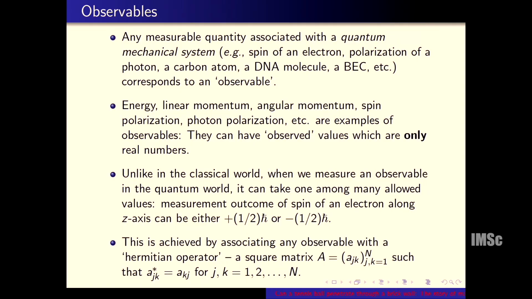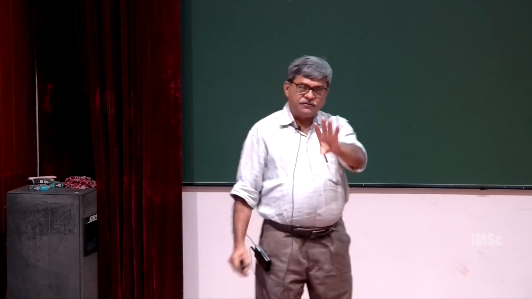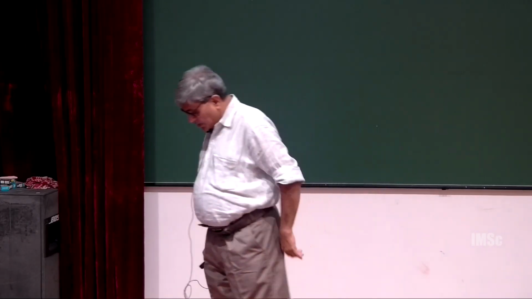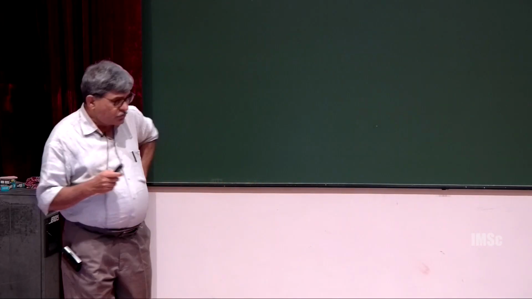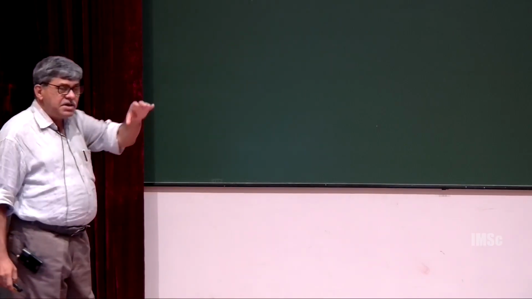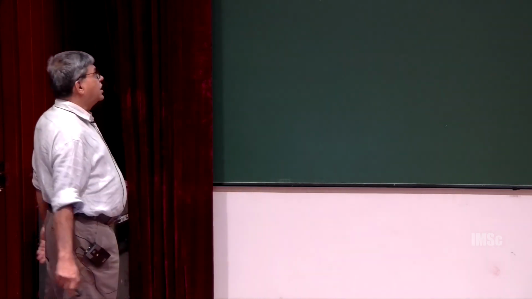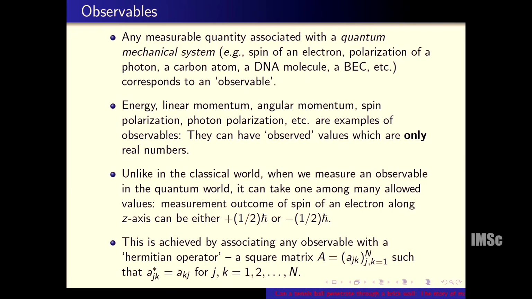Then you have to observe, like if you look at a moving car, you have to figure out what the speed of that car is, how much distance it has covered, and so on and so forth. If you want to figure that out, then you have to measure some quantity like the velocity or the distance. These are called observable quantities, both in the classical world as well as the quantum world. So, for example, you can have energy, linear momentum, angular momentum, spin, spin polarization, photon polarization, everything. These are all observable quantities, these are measurable quantities.